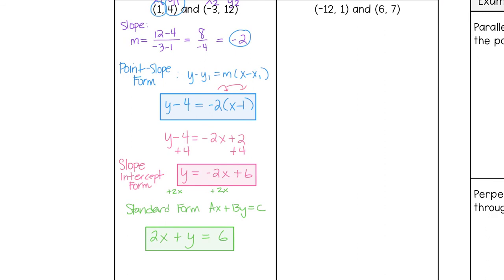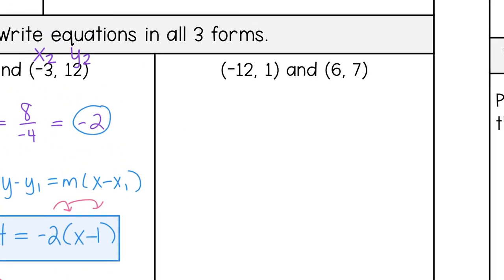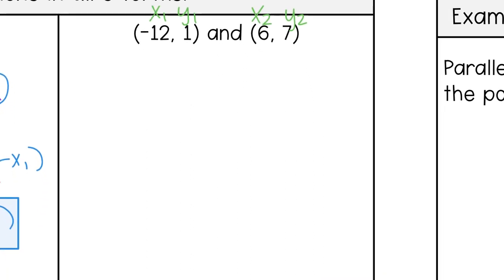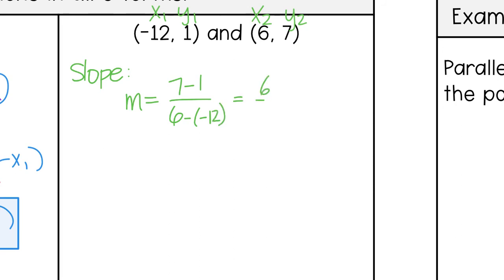Okay, so let's do that one more time. So I have 2 new points. Okay, so if those are my 2 points, I'm going to call this x1, y1, and x2, y2. So let's start off with our slope. So y2 minus y1 would be 7 minus 1 over x2 minus x1, 6 minus negative 12. So this would be 6 over 18, which when you simplify it is 1/3.